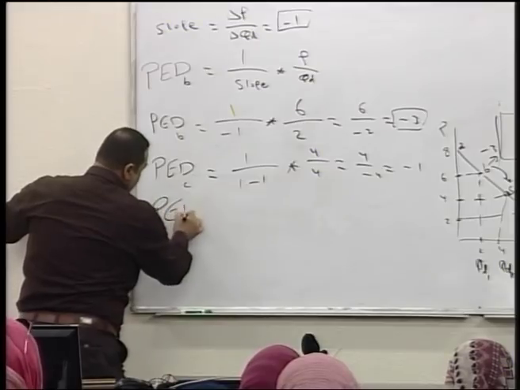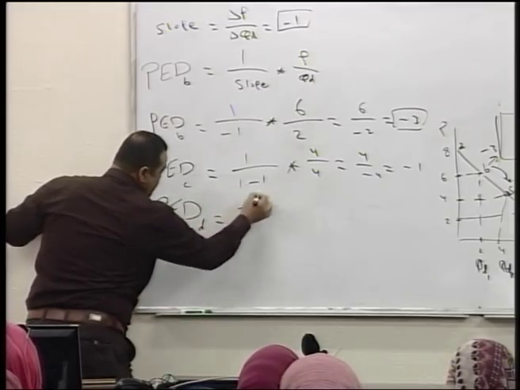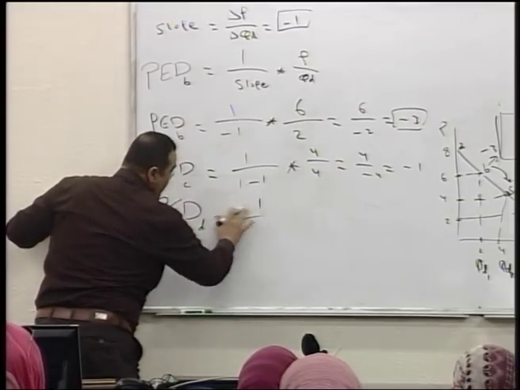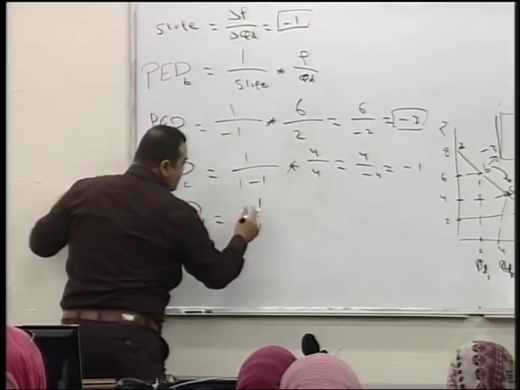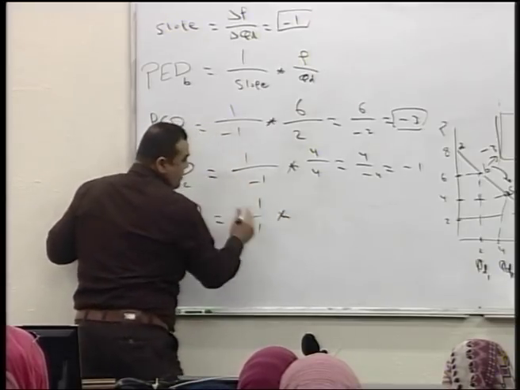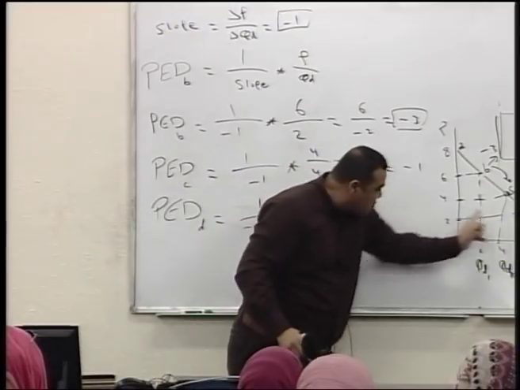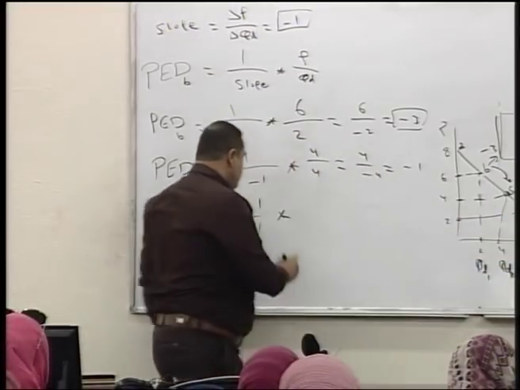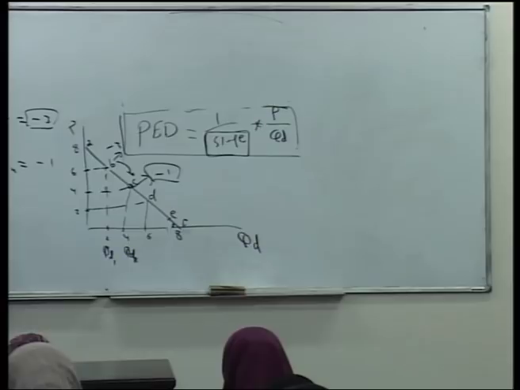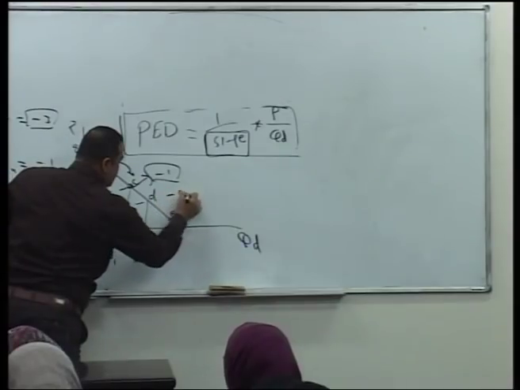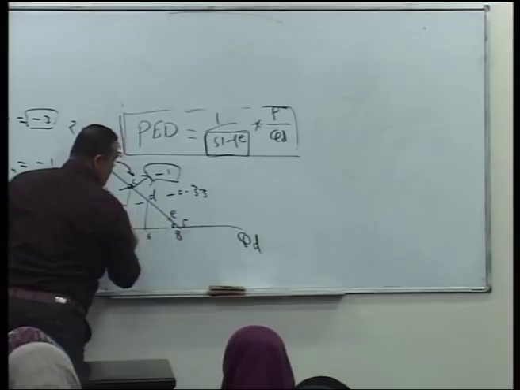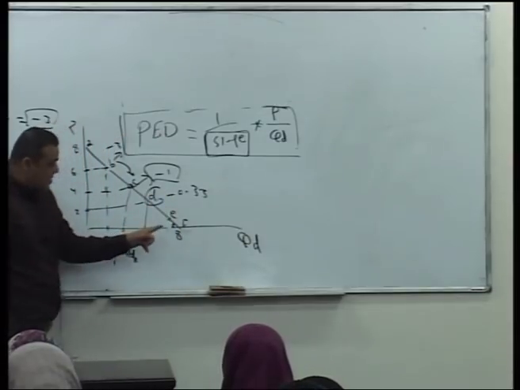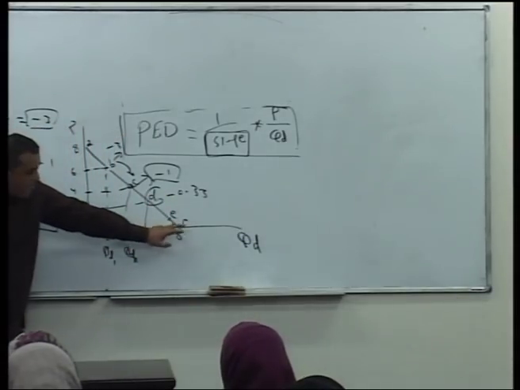PED at point D equals 1 over minus 1 times 2 over 6, which is minus 2 over 6, equals minus 1 over 3, about 0.33. The demand is inelastic. What about point F here?